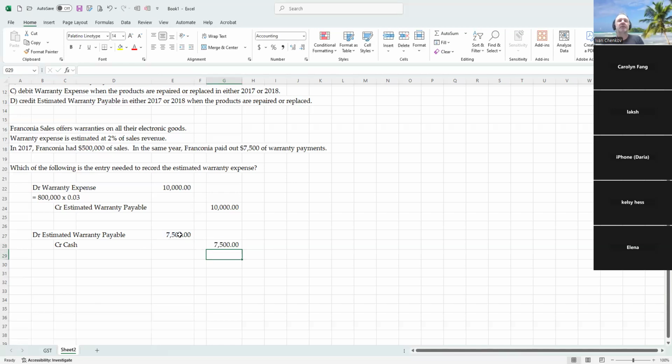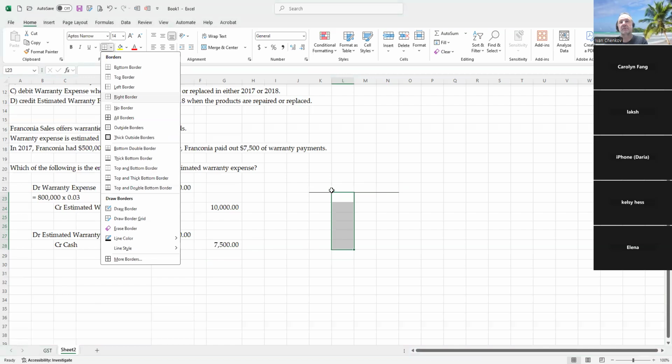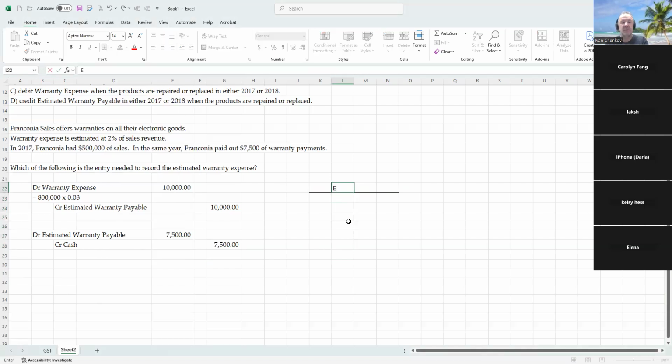Now what's happened with my estimated warranty payable account? Well, we can easily bring that account up and see what actually happened there and where we are. Some of the questions might ask you what's the ending balance of the warranty payable account. So that will be estimated warranty payable.